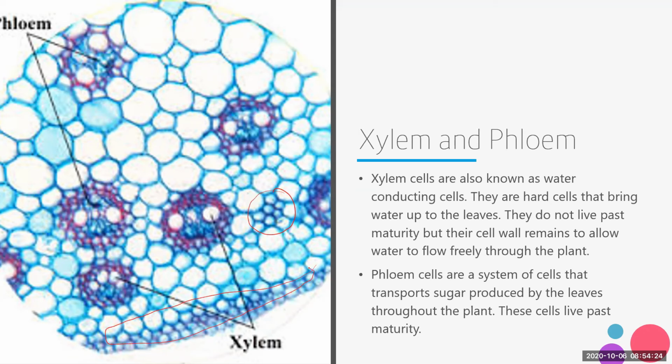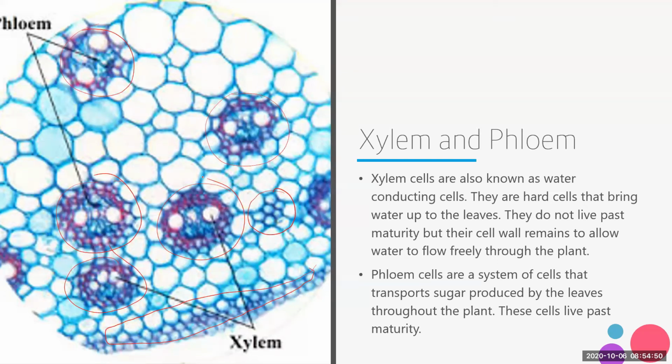These are the collenchymal cells. Then the reddish part, this one, are the sclerenchymal cells. But within that sclerenchymal cells, you can actually see xylem and phloem. So xylem and phloem act as the vascular bundles for plants.